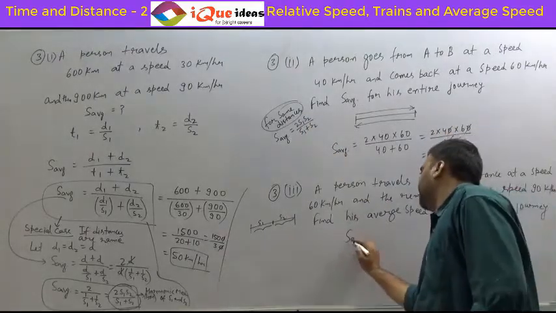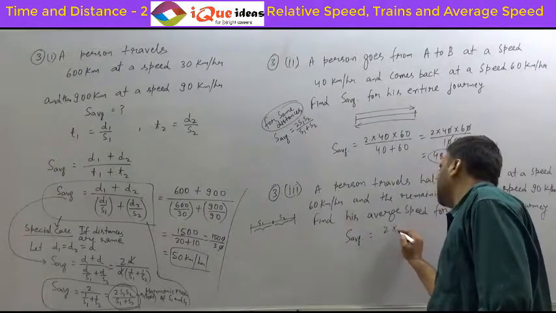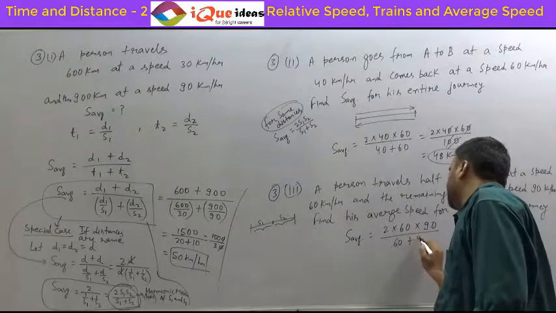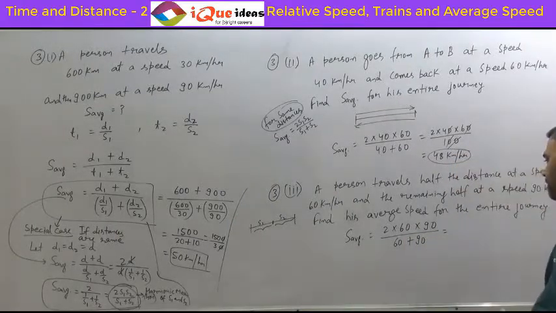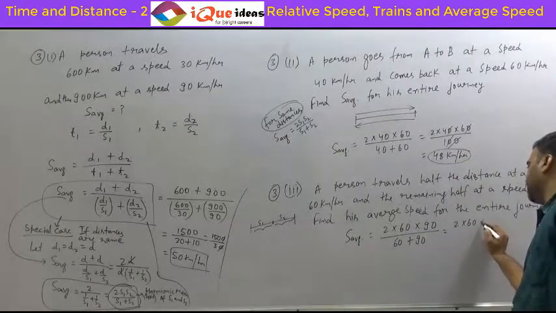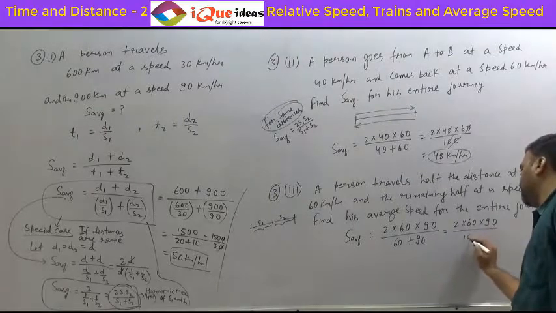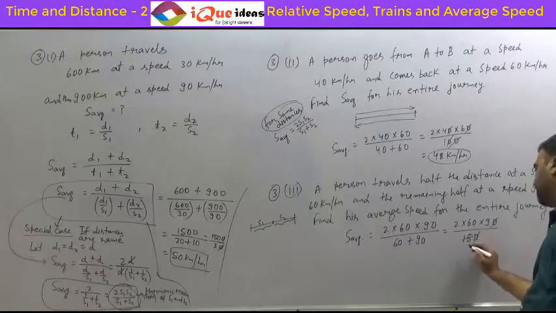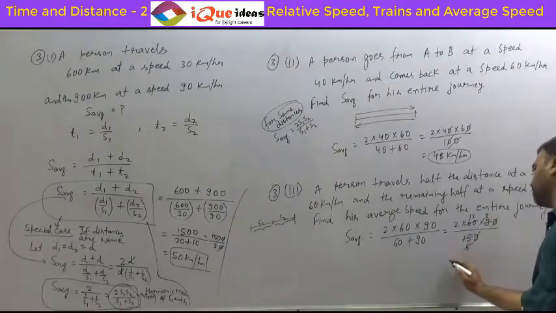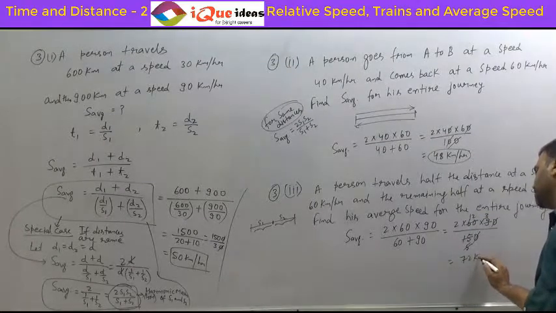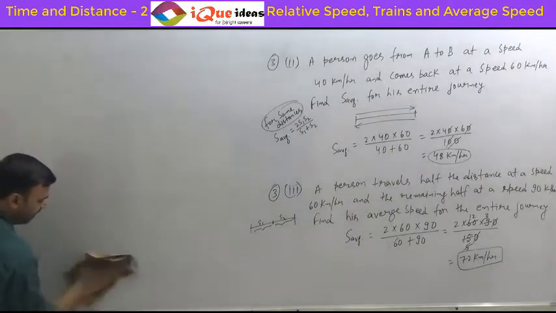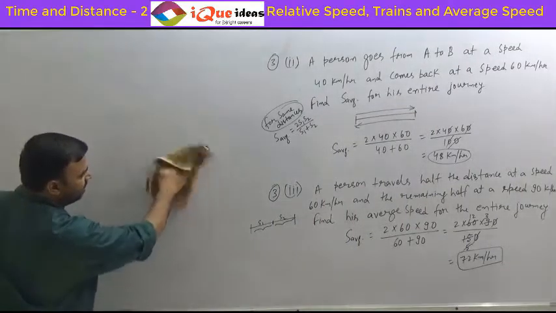So we'll have average speed equal to 2 into 60 into 90 divided by 60 plus 90. So 2 into 60 into 90 divided by 150. I think this will be cancelled: 3 five times and 3 three times, and then 5 twelve times. So 12 into 6 is 72 kilometers per hour. Mostly the questions of average speed will be asked like this only. Find the average speed, that would be the general statement.